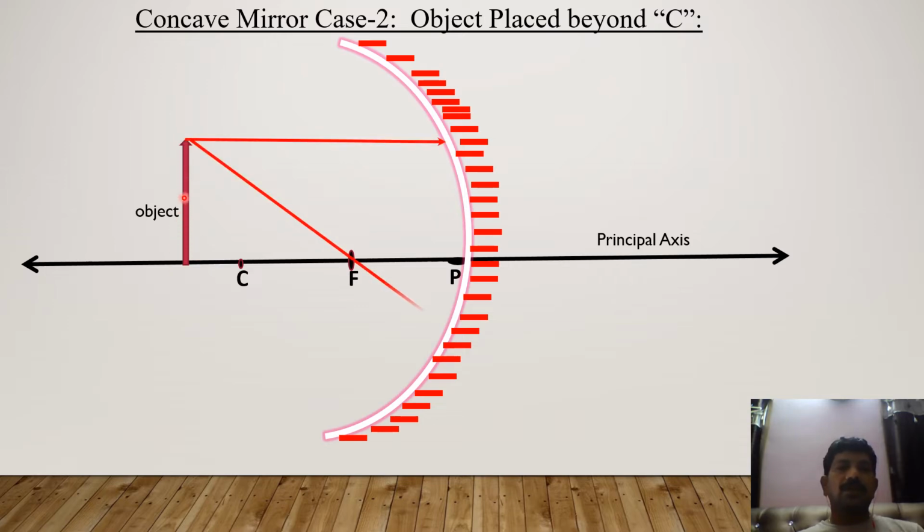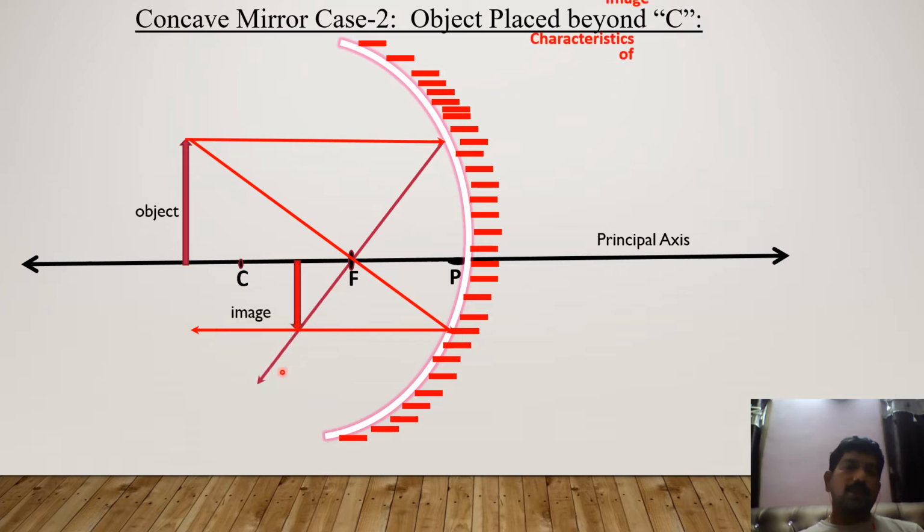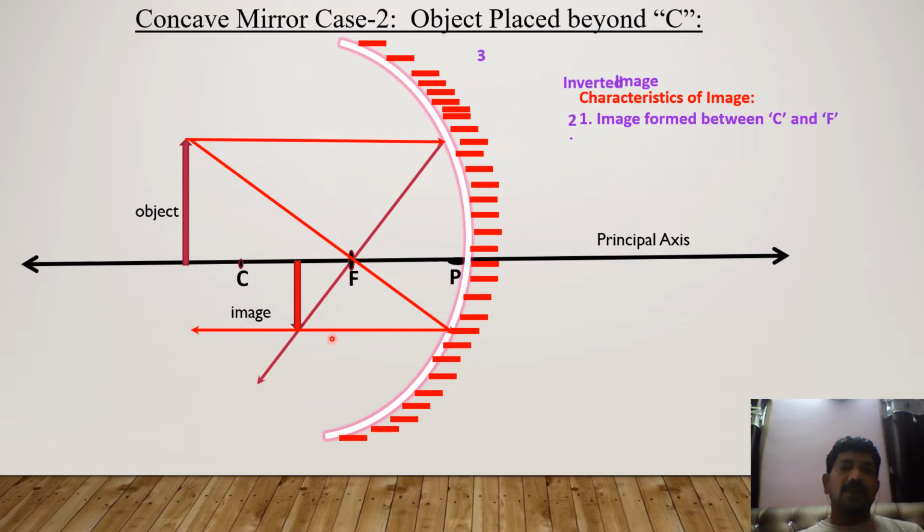So, first one ray parallel to the principal axis strikes the surface. Next, another ray passing through the focus strikes the mirror surface. After reflection, the ray which is parallel to the principal axis passes through the focus. A ray which is passing through the focus, after reflection, travels exactly parallel to the principal axis.